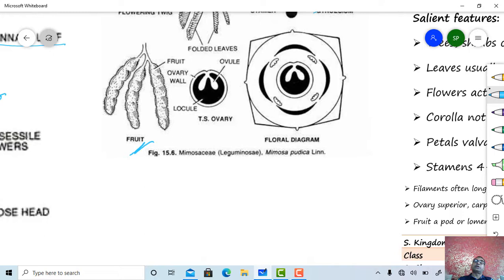And this one is a floral diagram. The floral diagram showing the ovary, that means the whole gynoecium. This is the whole androecium. This one is the whole corolla, and on the outer side is the whole calyx. So the floral diagram is in this way.